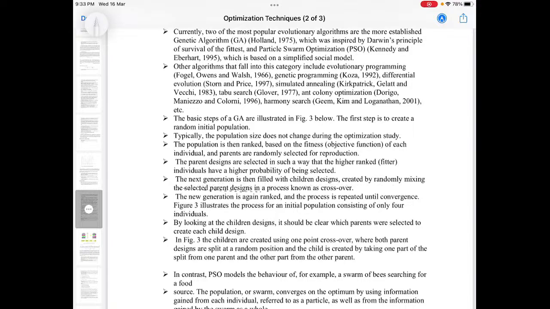This process is known as crossover, where the children designs are created by randomly mixing selected parent designs. The new generation, meaning the offspring or children, is again ranked, and the process is repeated until convergence.